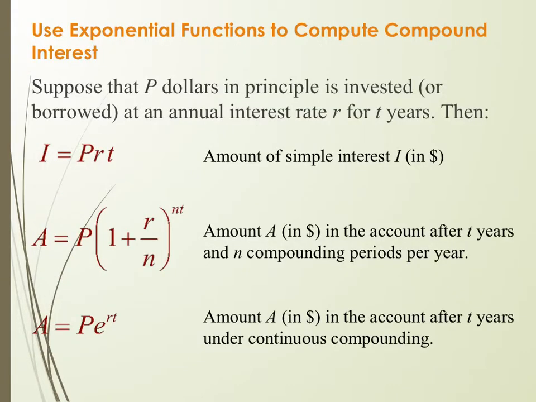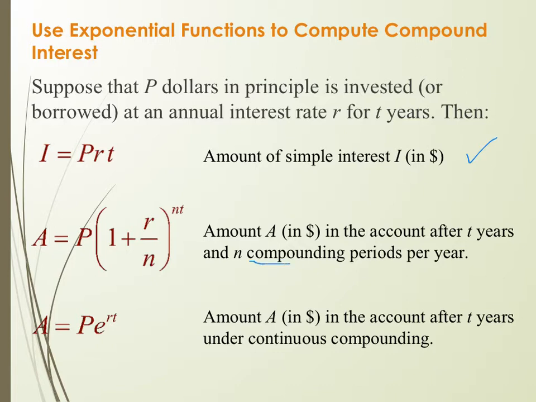So we use exponential functions to compute compound interest. Suppose that $P in principal is invested or borrowed at an annual interest rate R for T years, then I equals PRT. And we've seen this in the past in some of our examples at the beginning of our class this semester.